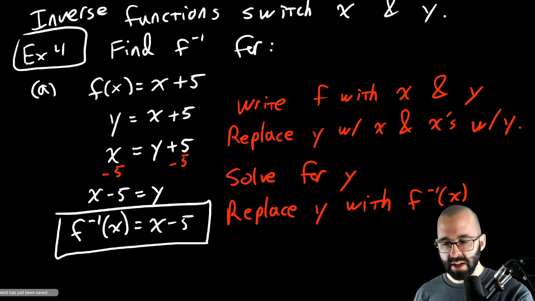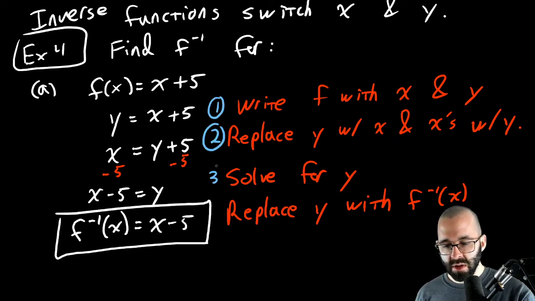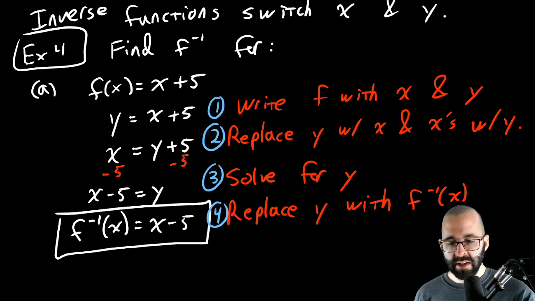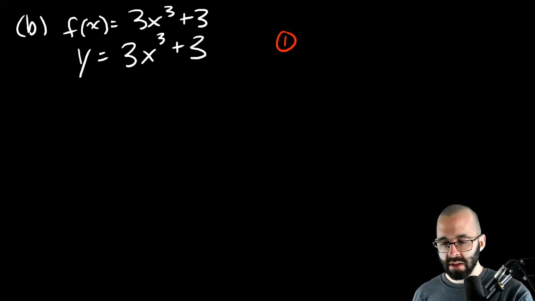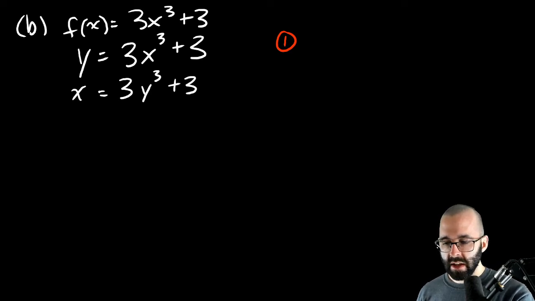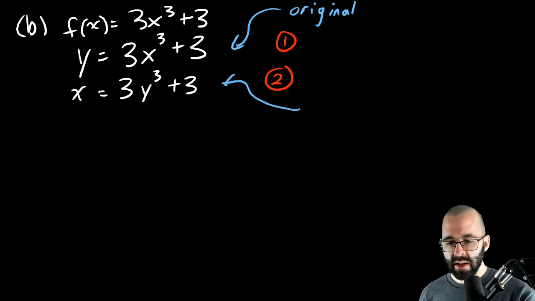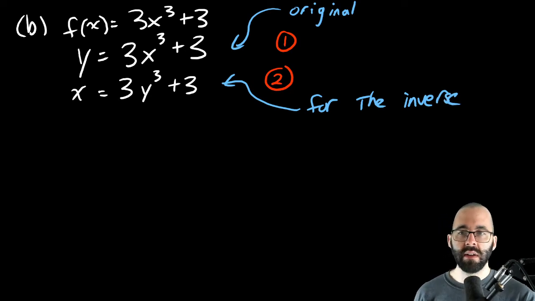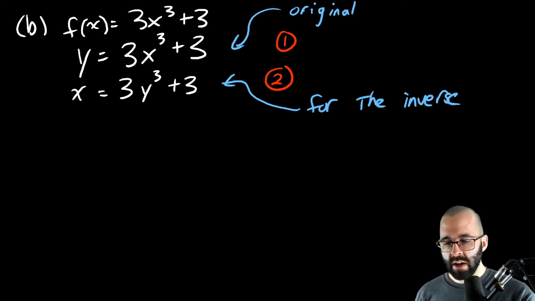What was step number 2? What if we numbered these? Would that be cool? 1, 2, 3, 4. Step 2, replace y's with x and x's with y's. So for the inverse function, we'll look at this. This is step 2. All right, and as a side note, this is our original function. And this is for the inverse. All right, third step was to solve for y.